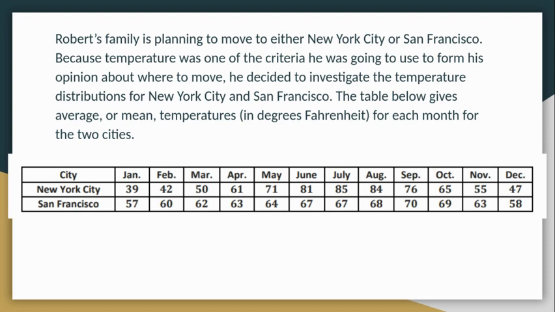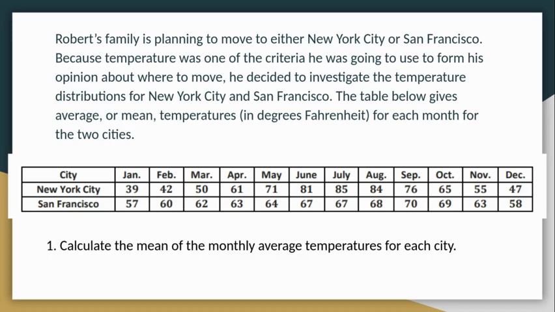Pause the video for a moment and jot down anything you notice about this table. One thing I observe is that the average temperature of New York varies much more than the average temperature of San Francisco. New York has average temperatures as high as 85 degrees and as low as 39 degrees.